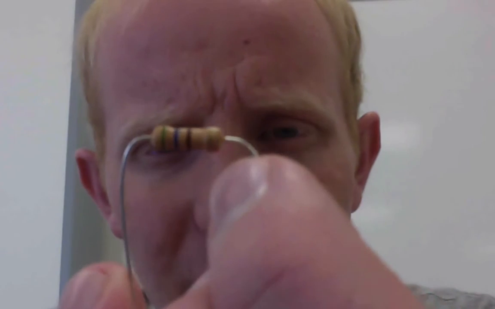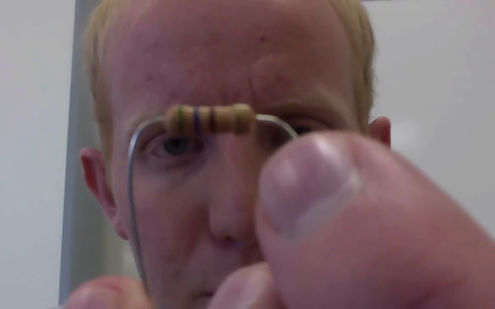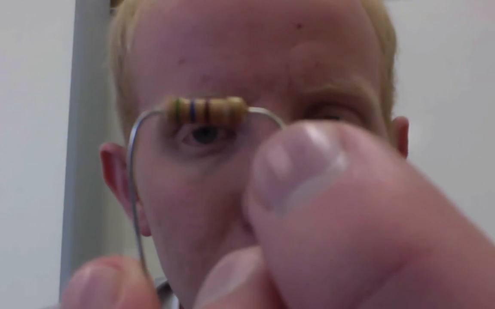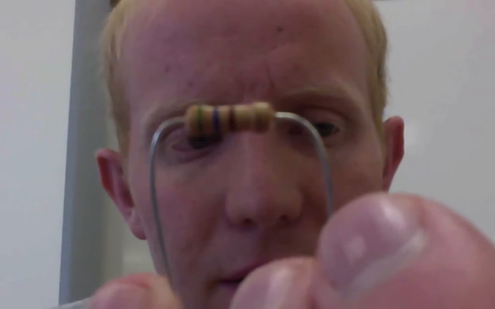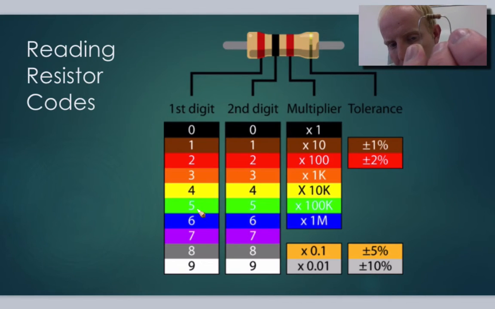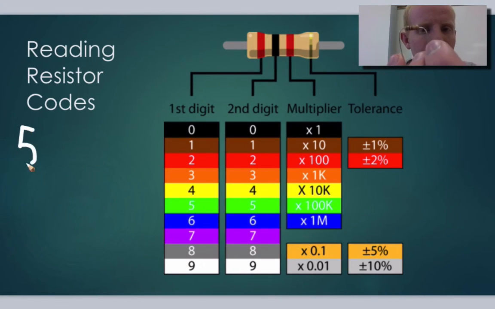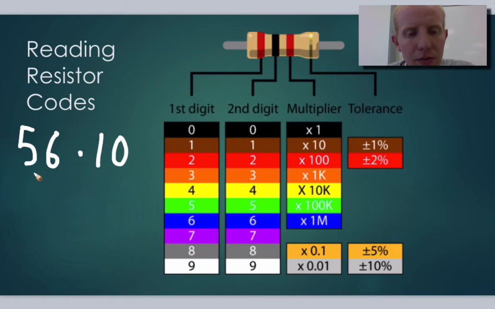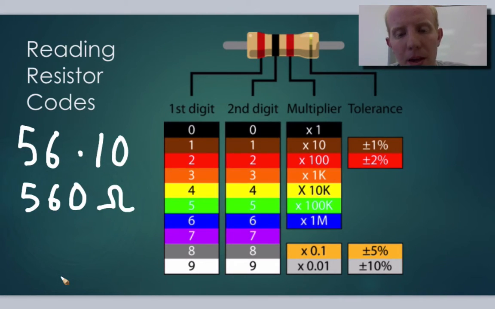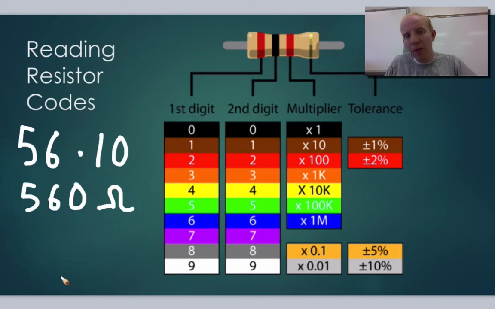Okay, so it looks like green, blue, and brown. So if we're looking at that resistor, we say, okay, well, green is going to be 5. Blue is going to be 6. And then brown is going to be times 10. So 56 times 10 tells us that this is a 560 ohm resistor. All right, so hopefully this makes sense, right?